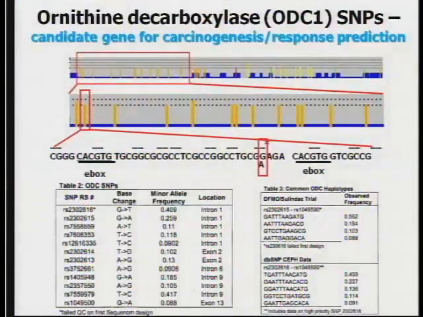Okay, ornithine decarboxylase is one gene in the polyamine pathway. But as I've emphasized, there are a lot of other genes in the pathway, and in terms of thinking about genetic variability as a potential predictor for responses, we're certainly looking at all of the genes in this pathway. But I just wanted to spend a couple of minutes emphasizing the point that if we focus on one gene in the pathway, ornithine decarboxylase, there's a lot of genetic variability in this one gene.